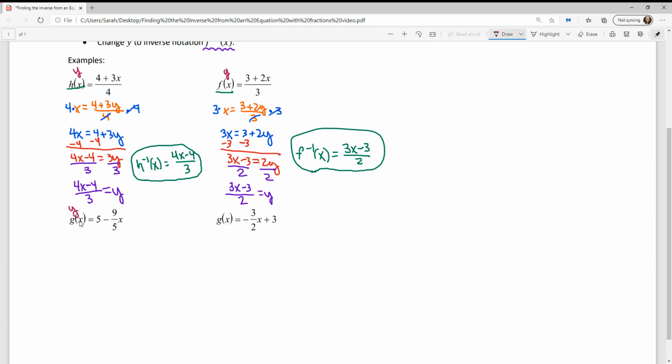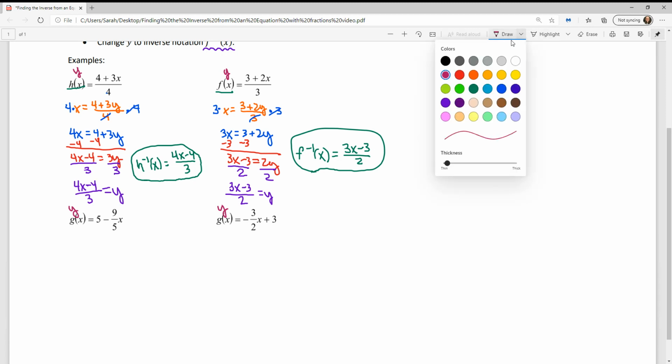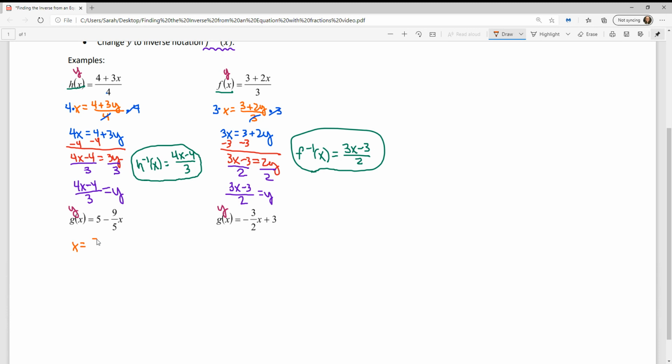Remember, g of x is basically the same as y. I'm going to go ahead and label that on the other one too. And then we switch where x and y are in the equation. So left-hand side becomes x. Right-hand side, this x turns into a y.